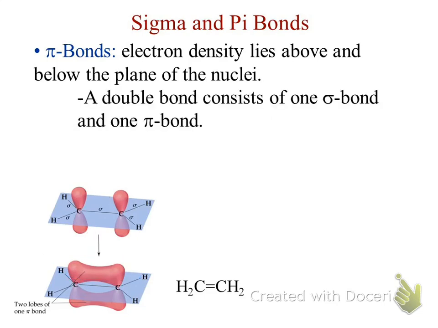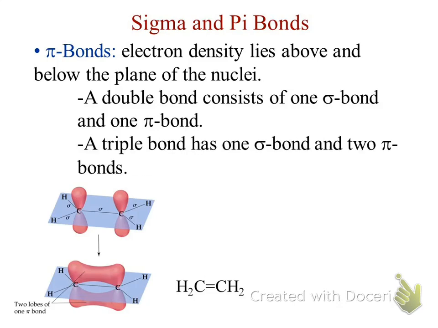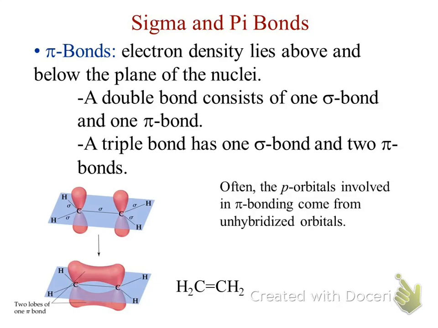All double bonds consist of one sigma bond as well as one pi bond. So you want to keep that in mind. If you see a double bond, that means one sigma and one pi bond. A triple bond would then have one sigma and two pi bonds, just based off of the geometry. And so you want to look at how they're going to be arranged around those central atoms.